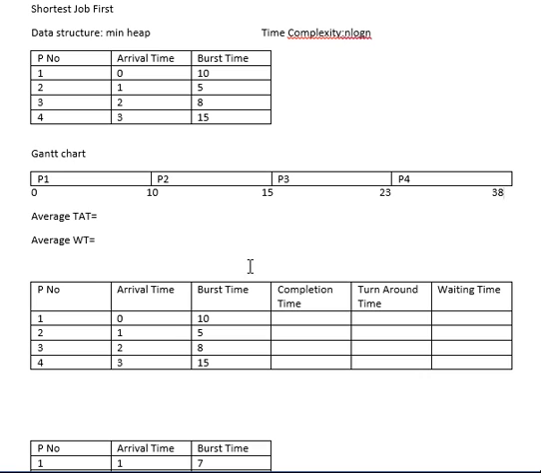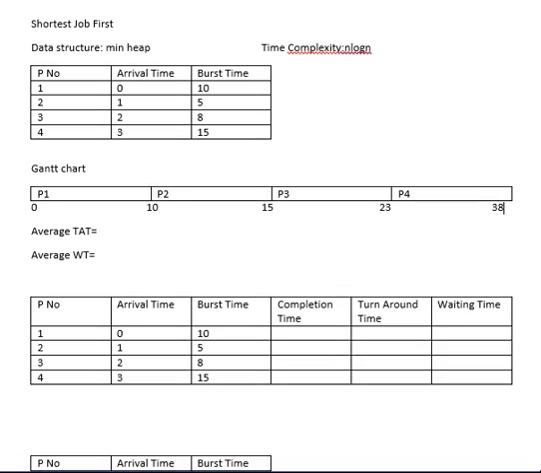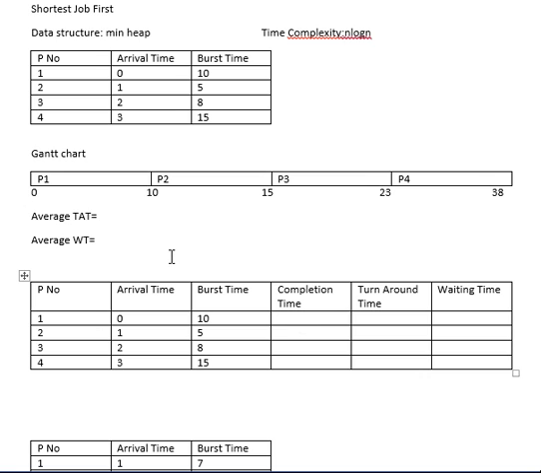Now we know what step 2 is: we just calculate the completion time, turnaround time, and the waiting time. The completion time for process P1 is 10, for P2 it is 15, for P3 it is 23, and for P4 it is 38. If you remember, the turnaround time is the completion time minus the arrival time. So I'm getting 10 minus 0 is 10, 15 minus 1 is 14, 23 minus 2 is 21, and 38 minus 3 is 35.